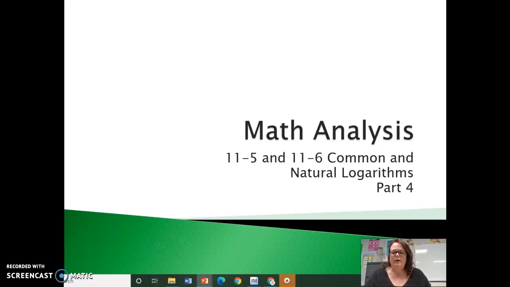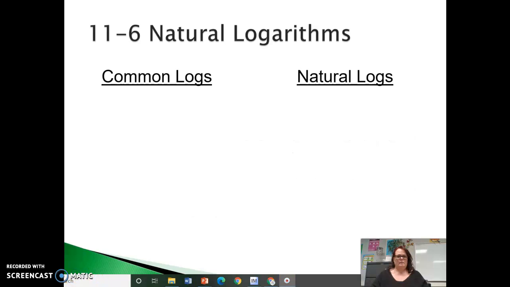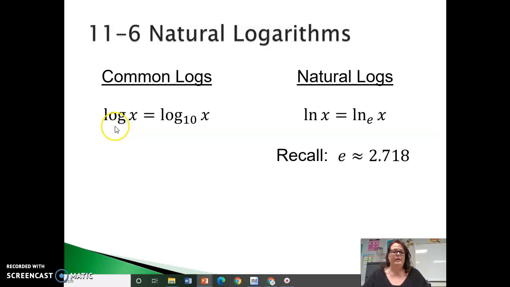Right, so in this part, we're going to introduce natural logarithms and learn how they work. And so what I want to do is compare them side by side, a common log with a base of 10 compared to a natural log. And so a natural log is just a log with a base of e. So whereas if I just see log of x, that's going to be log base 10 of x.